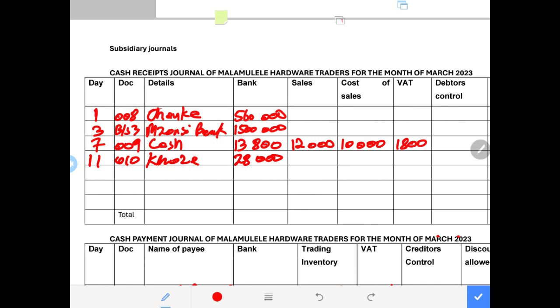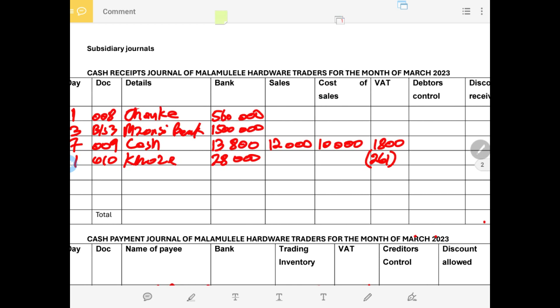Then we have that 28,000. Sales are not affected. Cost of sales are not affected. Then we have the VAT amount, which is 261. We put this in brackets because we are cancelling the output VAT, because we have given a discount for the VAT that we have given to SARS. I might explain that very well later on.